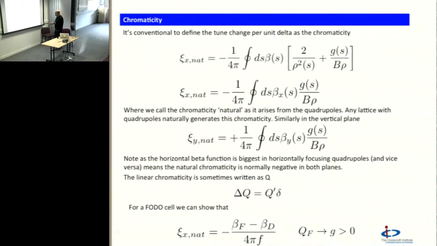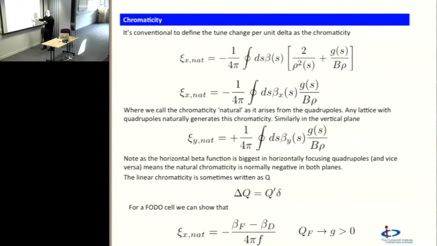If you calculate the same thing in the vertical plane, you'll find this expression, where that's beta y, and there's a positive sign there because of the way the Hill's equation structure works. So that's good. Now, either you can see this straight away, or you'll scratch your head for days to worry about it. The natural chromaticity, according to these expressions, is naturally negative in both planes. Now that's not very obvious from the equations at all, but have a think about it.